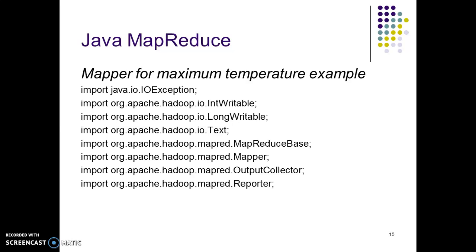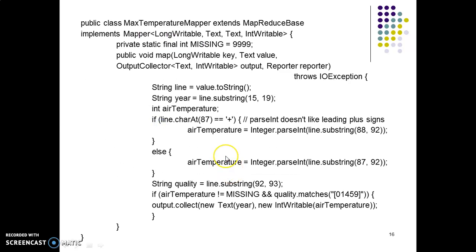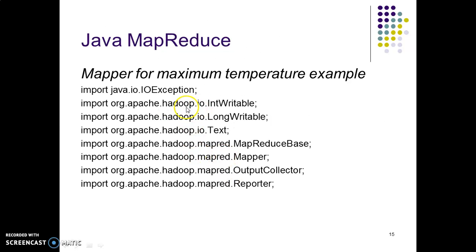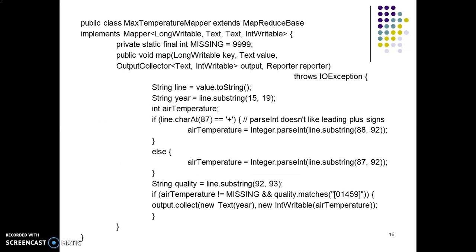For this we have some Java functions. In the Java MapReduce, where we are using the mapper function, these are all the imports taken from the Hadoop MapReduce package and IO package, where we have Reporter, OutputCollector, Mapper, MapReduceBase, Text, LongWritable, IntWritable. These are nothing but the classes which will be helpful when we are trying to work with the program.